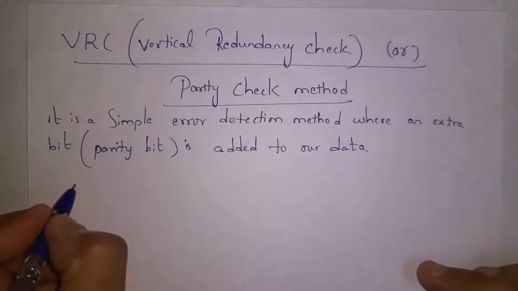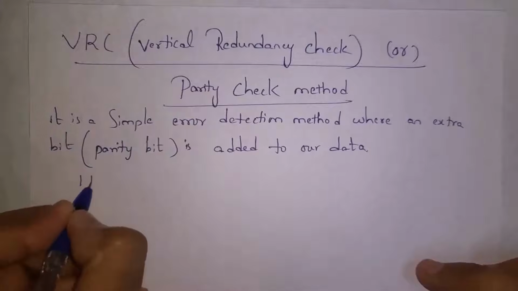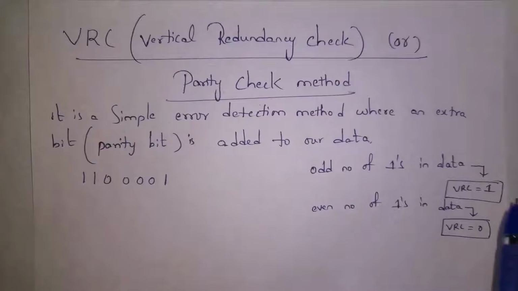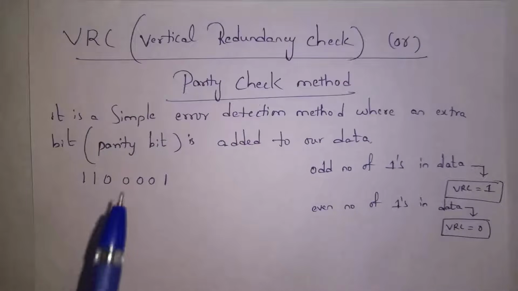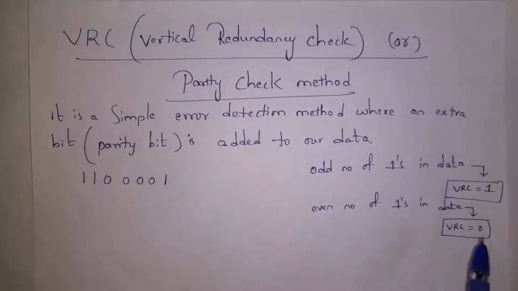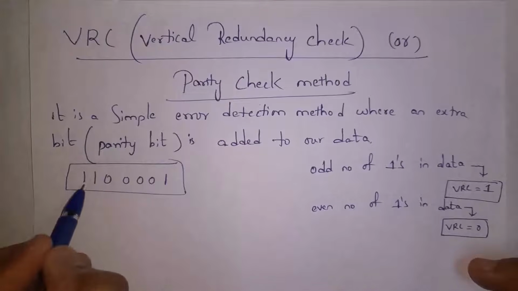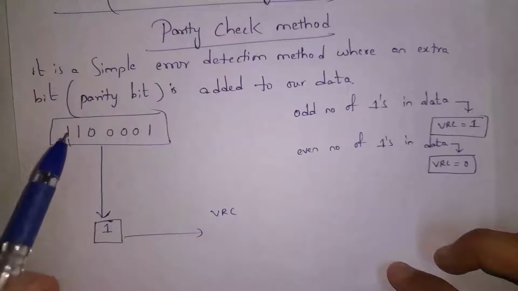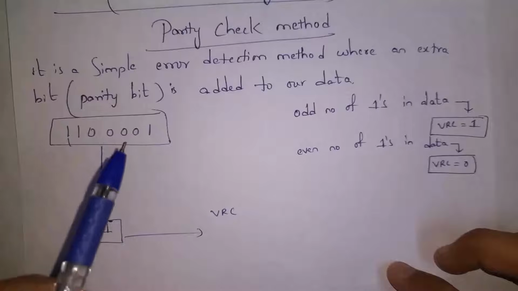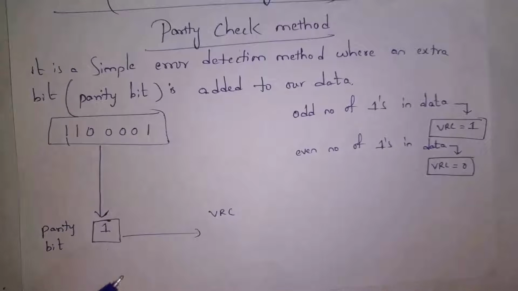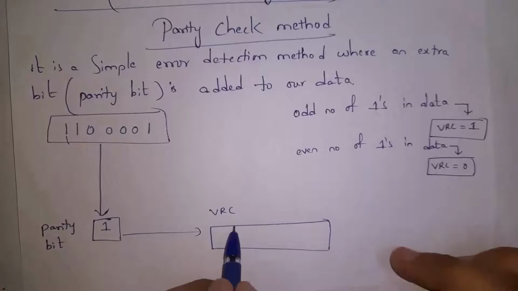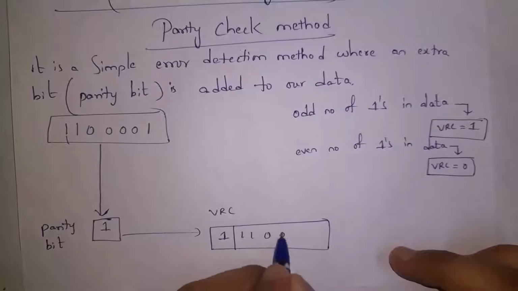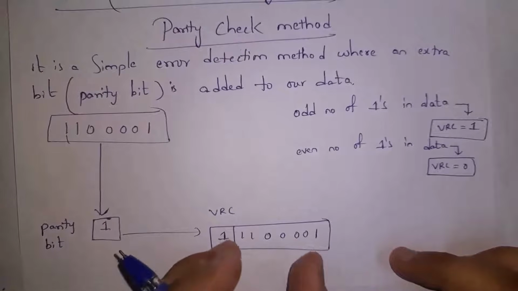Just for example, the sender wants to transfer data, that is 11000001. If there are an odd number of ones in our data, then the VRC value is 1, and if there are an even number of ones in our data, then the VRC value is 0. If you observe this data, in total there are 3 ones, which is an odd number. As there are an odd number of ones in our data, the VRC value, that is 1, is added to our data. We call this extra bit the parity bit. So in VRC, the parity bit, that is 1, plus our data, that is 11000001, are combined and then transferred to the receiver.